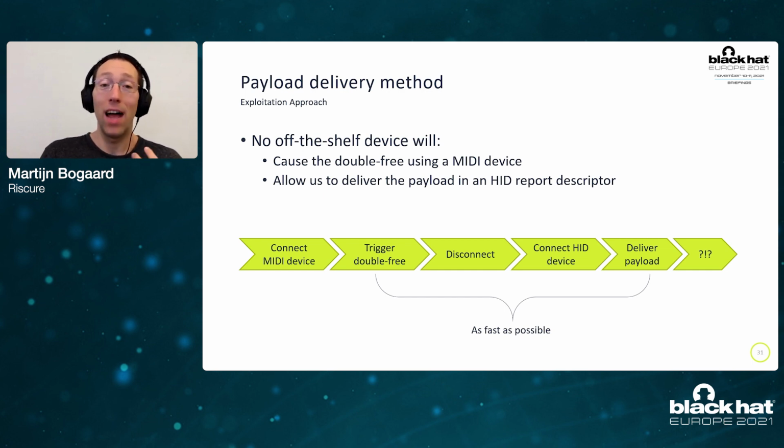The timing of the allocation of the report descriptor should be as close as possible to the triggering of the double free, because if there is something else trying to use this slab for a different purpose, that might crash the kernel due to the corruption we have caused.